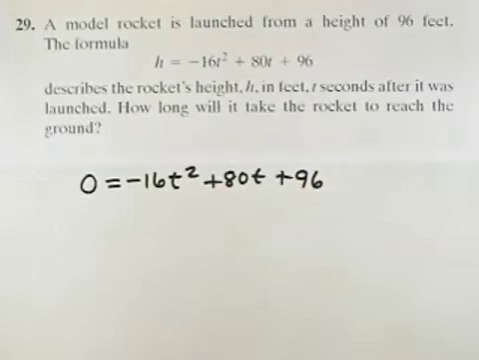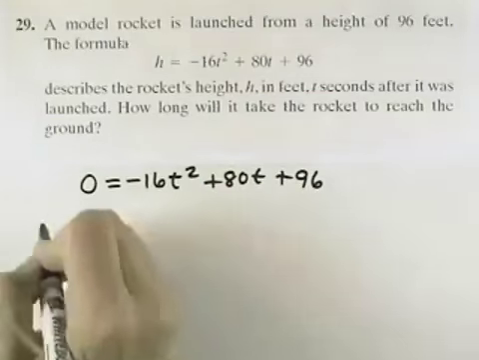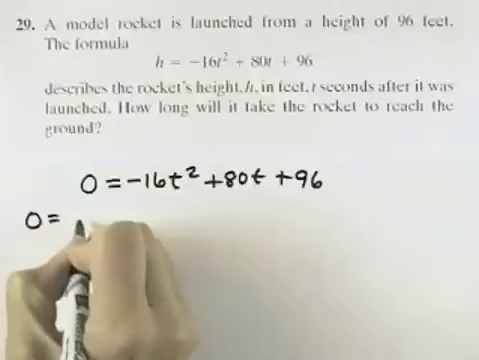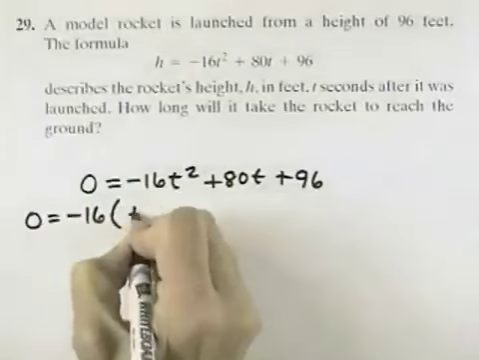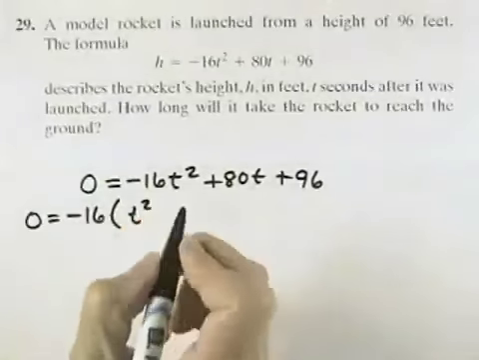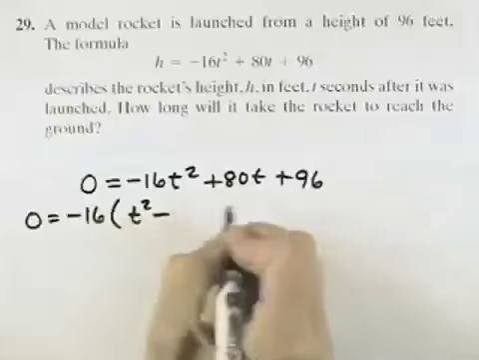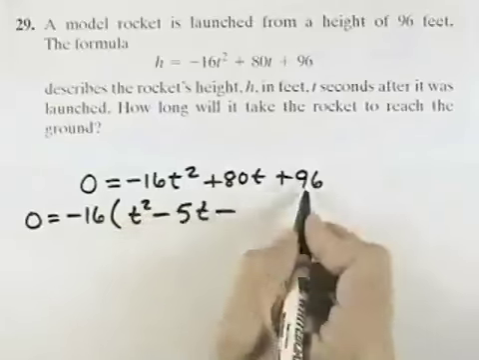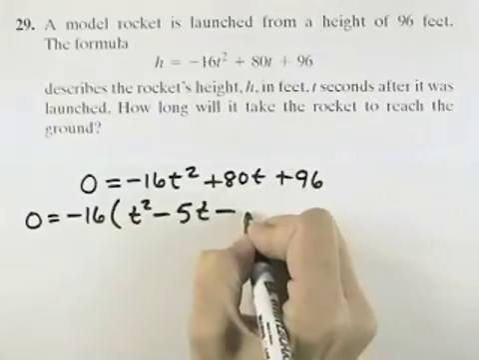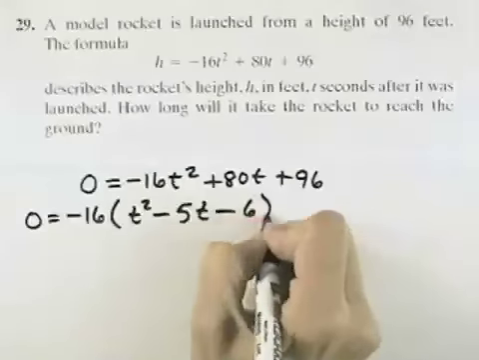And this is a quadratic equation, so we can solve it by factoring. To factor, we always take the greatest common factor out first. So I'm going to divide out the negative 16. It's going to leave t squared for the first space. Then 80 divided by negative 16 is negative 5t. And 96 divided by negative 16 is a negative 6.